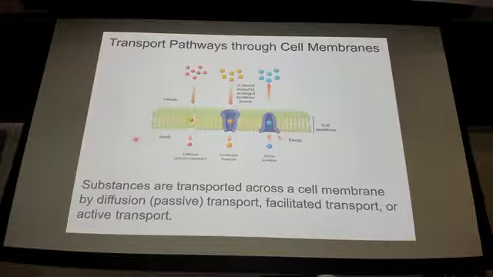So in diffusion, molecules go from high to low concentration. In facilitated transport, molecules go from high to low concentration using a transport protein. And then in active transport, molecules go from low to high concentration using a transport protein and also energy, typically ATP. And this transport protein undergoes a conformational change during that process. Any questions about that?